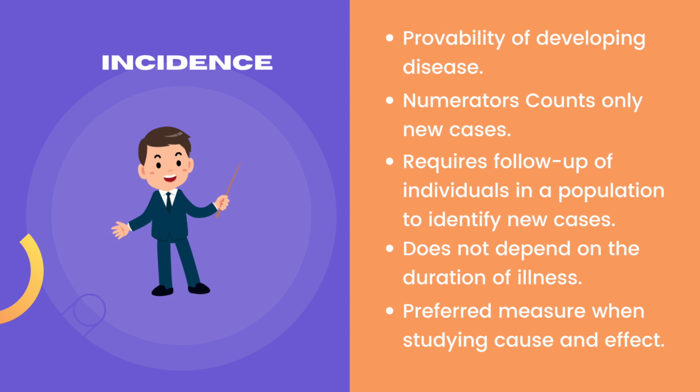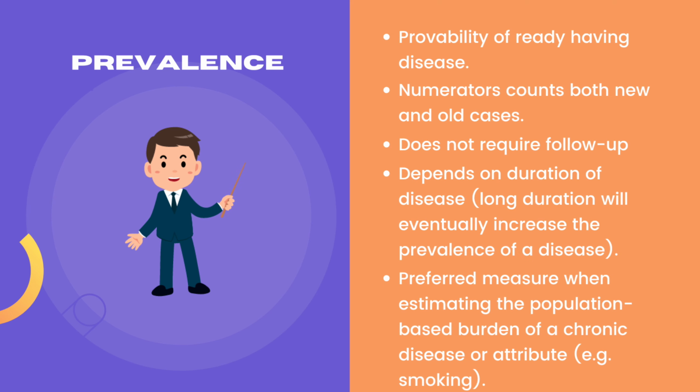Unahin natin ang incidence. Probability of developing disease. Numerator counts only new cases. Requires follow-up of individuals in a population to identify new cases. Does not depend on the duration of illness. Preferred measure when studying cause and effect.